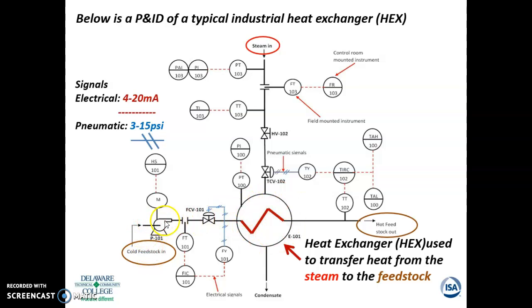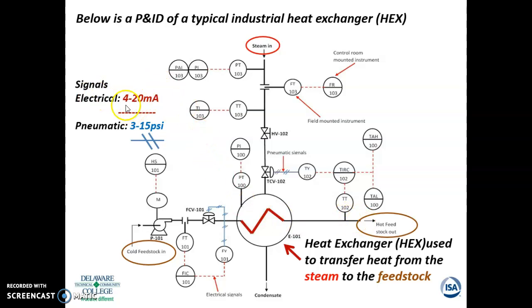On this side, you'll see cold feedstock goes in and then the hot feedstock comes out. Up here, you see steam coming in, and on the out, you'll see the condensate. Over here, you see all the different instrumentation for the steam side. There's a flow transmitter in the line and a valve. There's a temperature transmitter, there's a hand valve, and there's a control valve. And on this side, there's nothing. Over here, you have a pump, a flow transmitter, and a flow control valve, and on this side, you just have a temperature on this end.